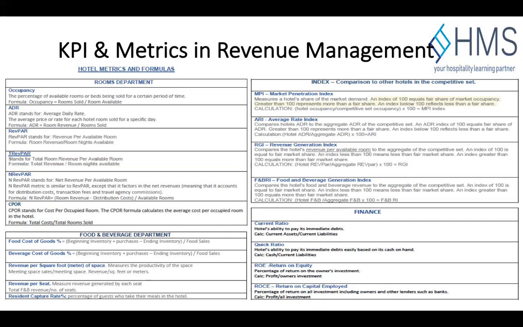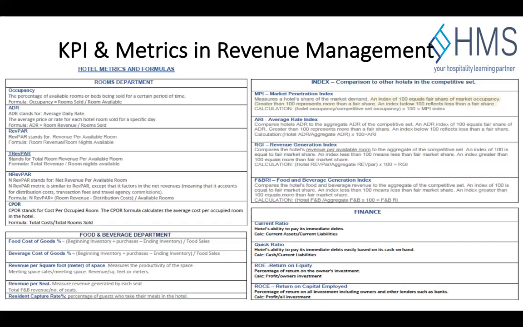Then, with the help of the balance sheet, the financial position of the company can be computed. The current ratio and the quick ratio, which is current assets upon current liabilities, or cash upon current liabilities based on cash in hand. Return on equity is a percentage of return on the owner's investment, which is profit upon owner's investment. And return on capital employed would be profit upon all investments, including owner's investments as well as others.